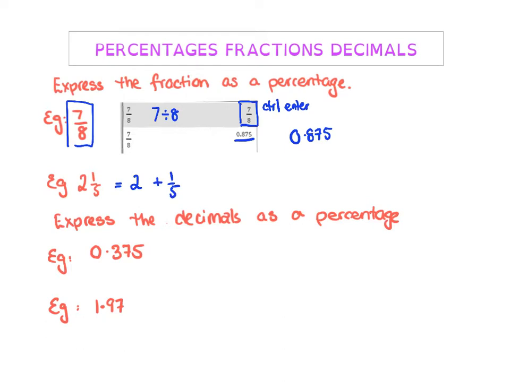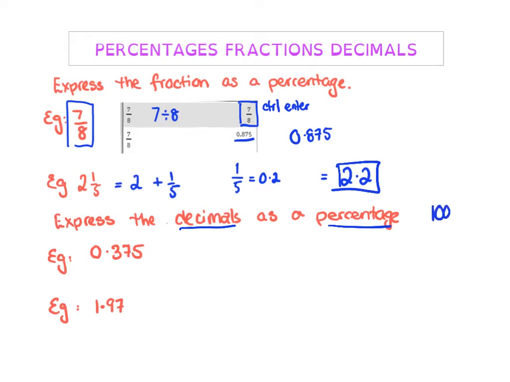1/5, you might want to do on your calculator 1 divided by 5, and you'll find out that that's 0.2. So therefore you can write that fraction as 2.2. Okay? If you're asked to express a decimal as a percentage, remember a percentage is something out of 100.